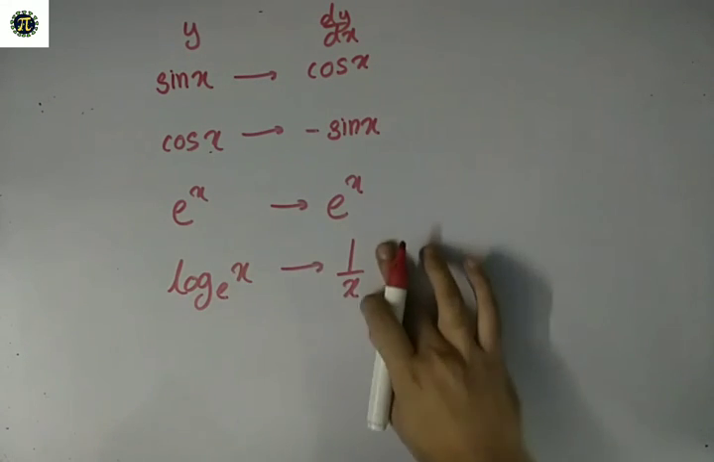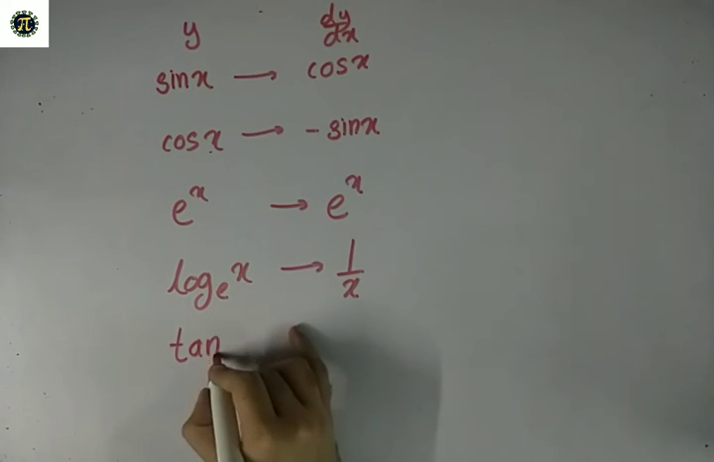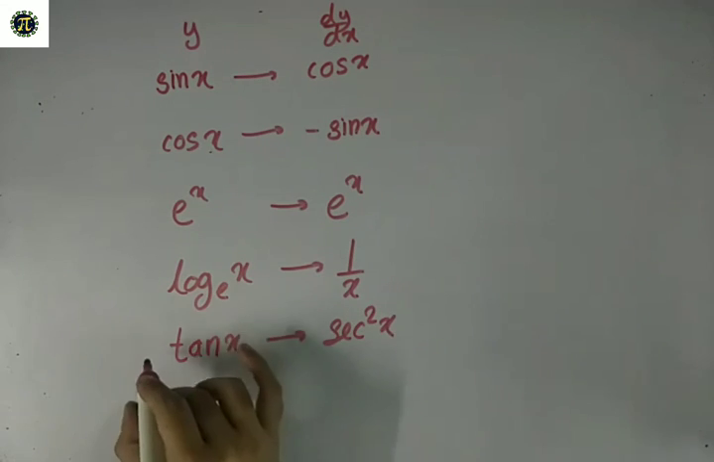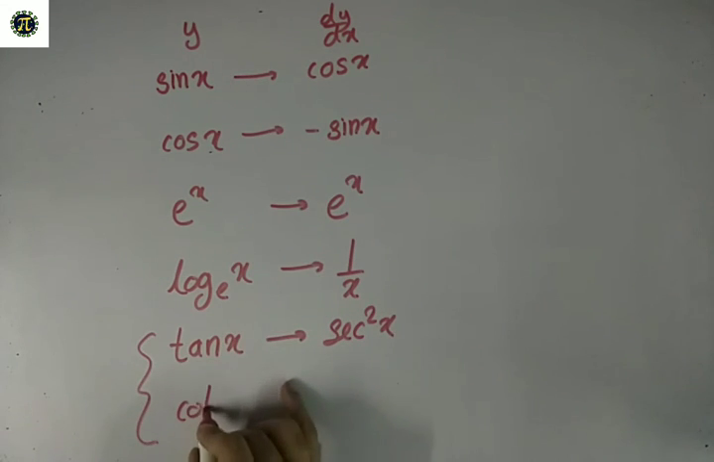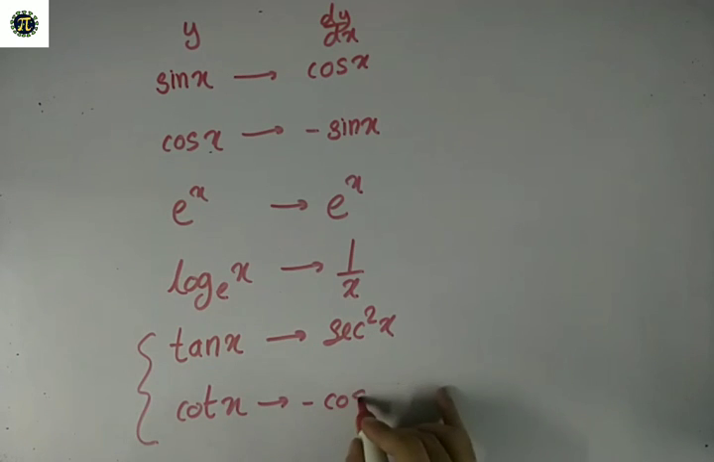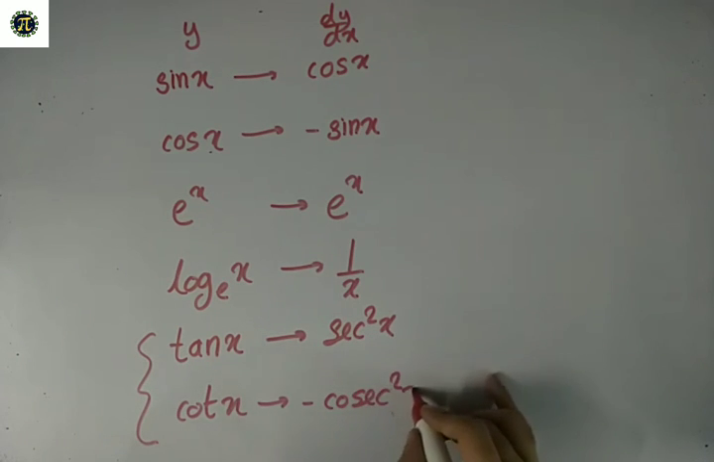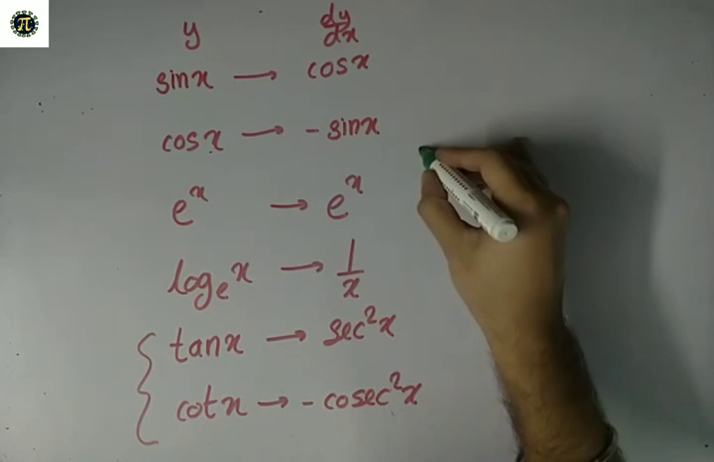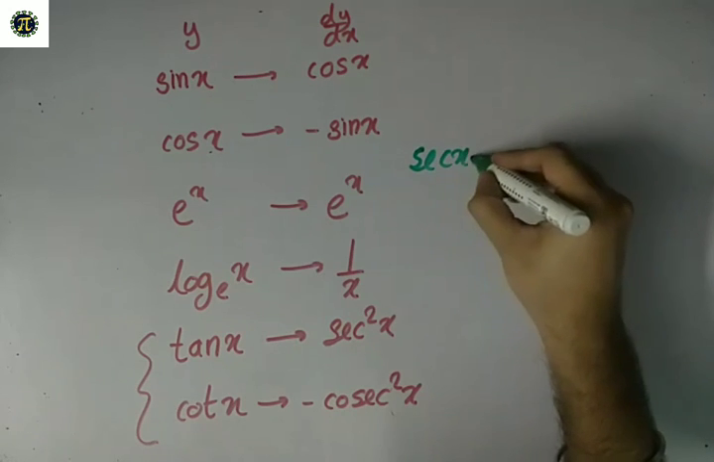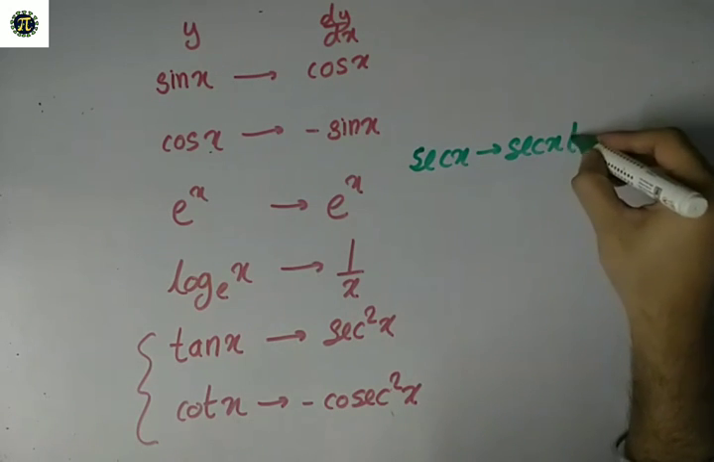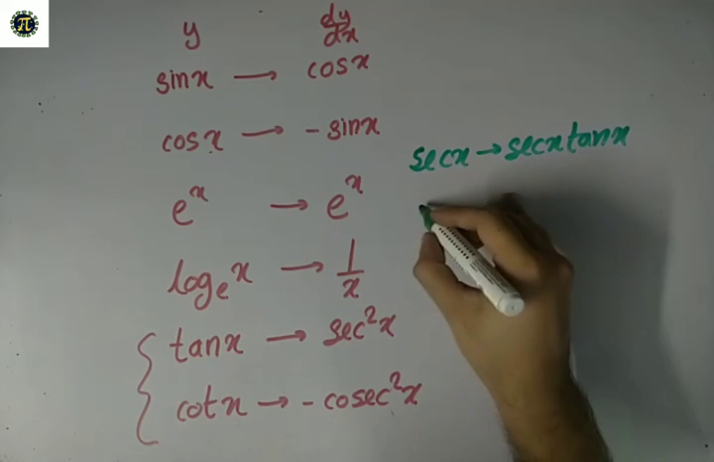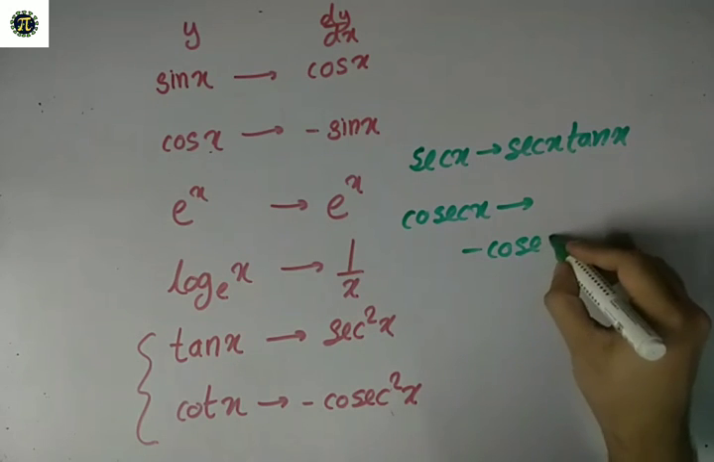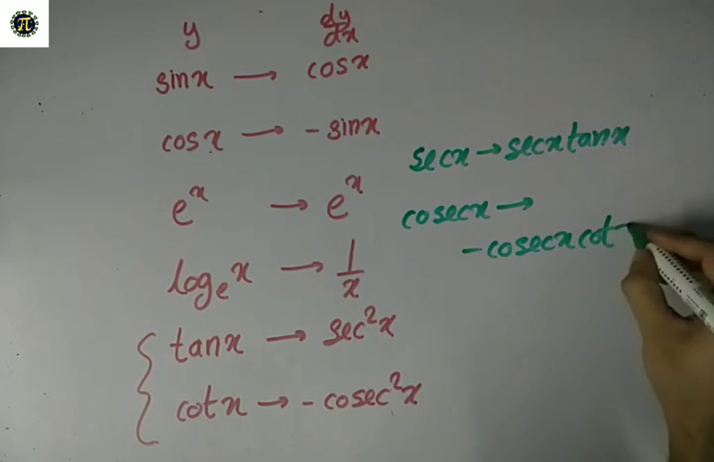And we have other four also, the tan x, which has the differentiation of secant square x. We'll talk about the derivations for these. cot x has minus cosec square x. And we also have the other two, right? The cosec x and the secant x. Secant x has the derivative of secant x into tan x, and cosec x has a derivative minus cosec x into cot x.